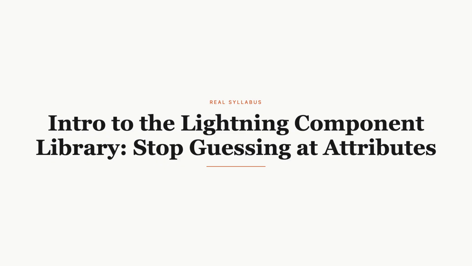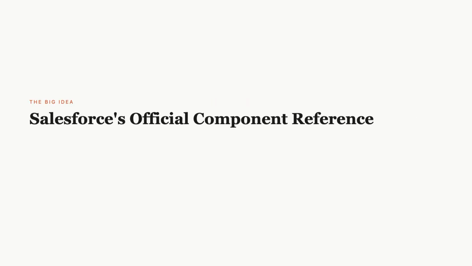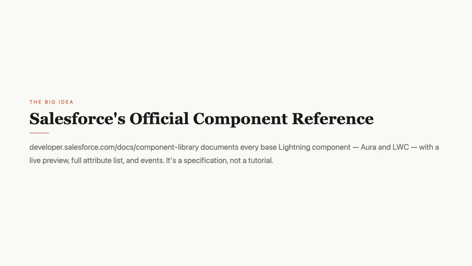developer.salesforce.com/docs/component-library is Salesforce's official reference for every base Lightning component available to you, both the older Aura versions and the current LWC versions. It's not a tutorial. It's a specification, the single source of truth for what a component can and can't do.